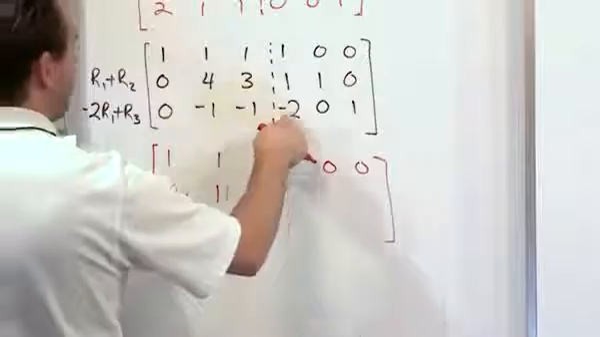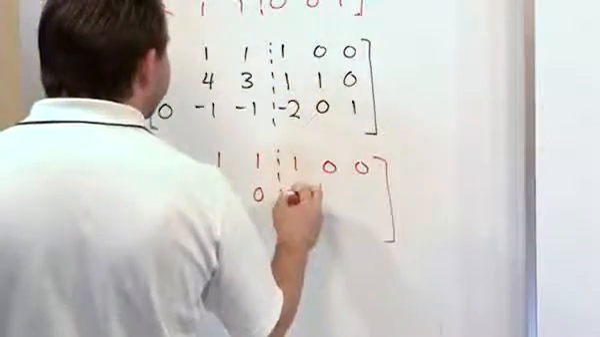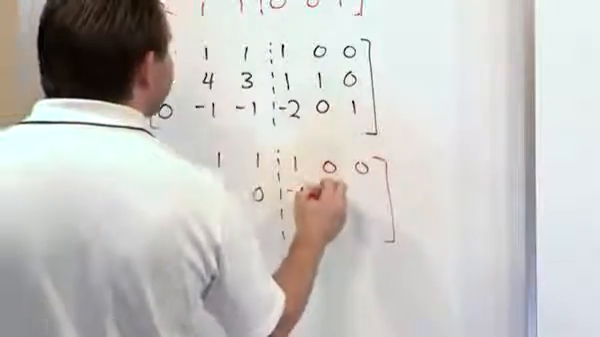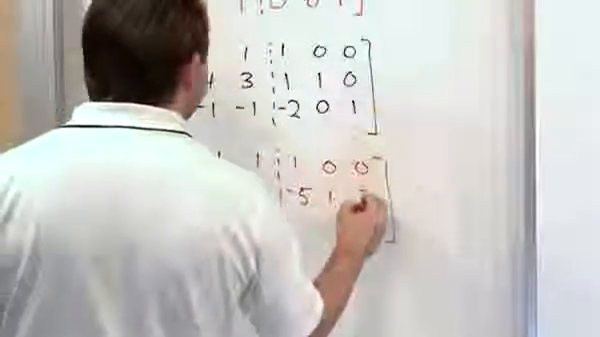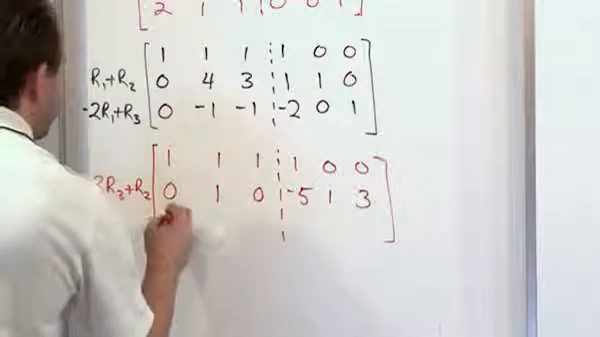Multiply this by 3 and add it, that gives me negative 6. And I go and add it to that, I get negative 5. Multiply this by 3 and add it, gives me 1. Multiply this by 3 and add it, gives me a 3 right here. And now I just want to carry the bottom along for the ride.